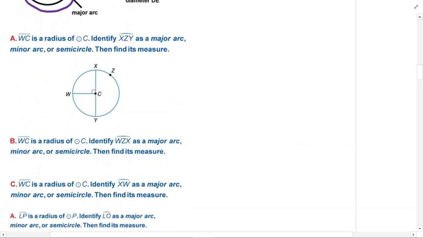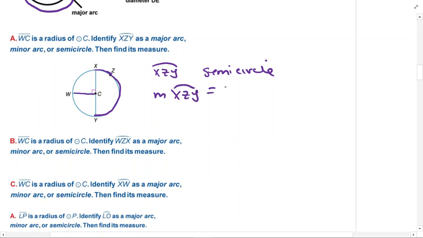In our first problem, we're told that WC is a radius. Identify x, z, y. So x, we go in the direction of z through y. We want to identify as a major arc, minor arc, or semicircle. So arc x, z, y is a semicircle. And the measure of x, z, y is 180 degrees.